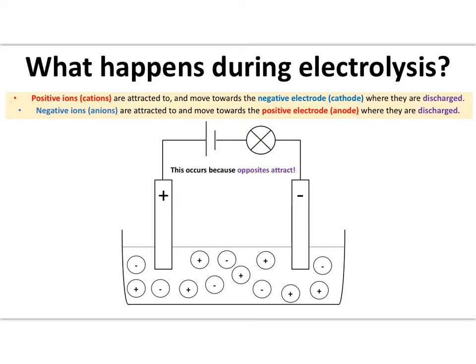Now positive ions are also known as cations, so you just need to be aware of that. So positive ions are called cations, and negative ions are called anions. And cations are attracted to the cathode, and anions are attracted to the anode. And to repeat, when the ions reach the electrodes, they are discharged.